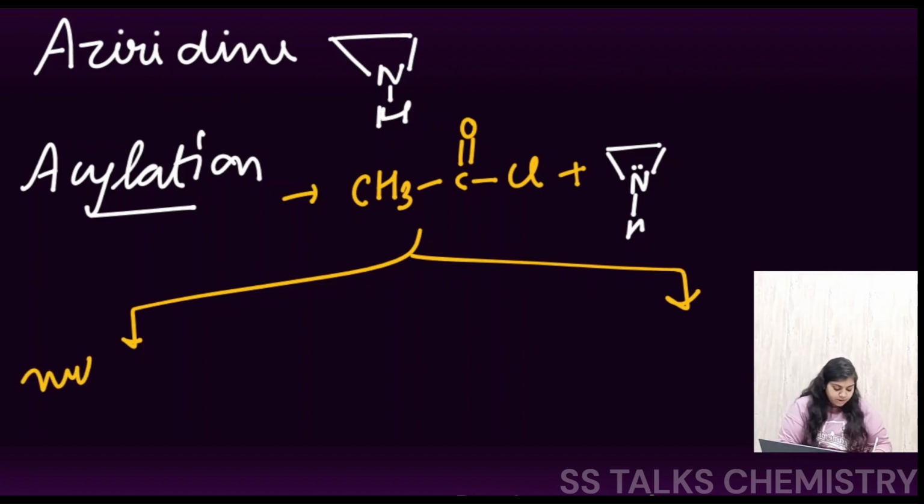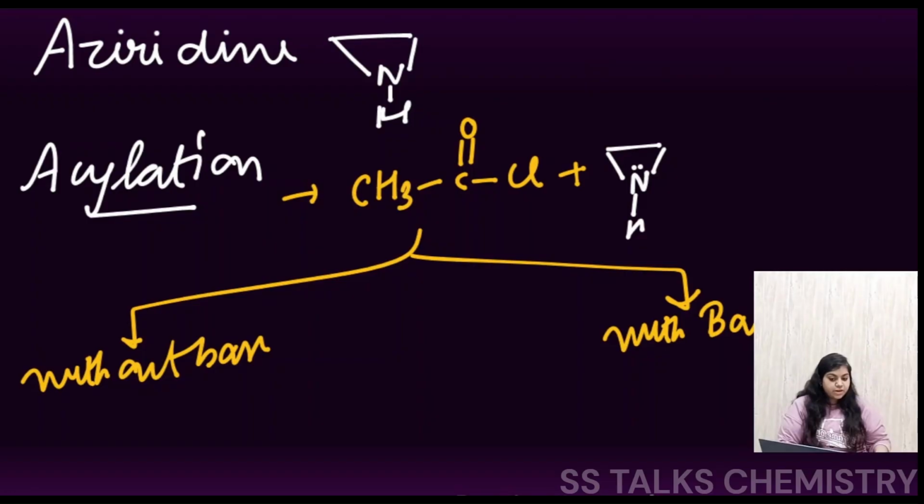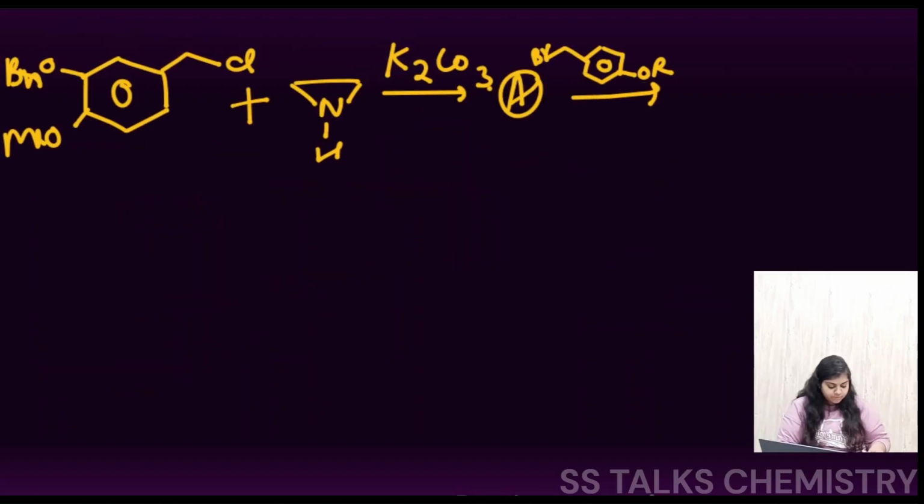So we will have the case without base. That means no basic condition has been provided, just the reaction of this acyl system with the aziridine, and the other in the presence of the base. Both of these reactions in different reaction conditions will give us different products. So one by one we are going to have a look at that.